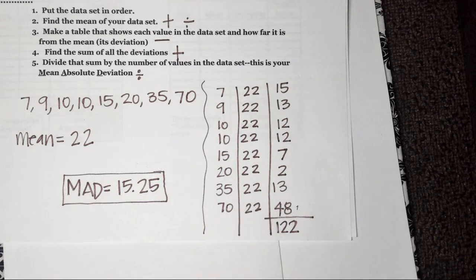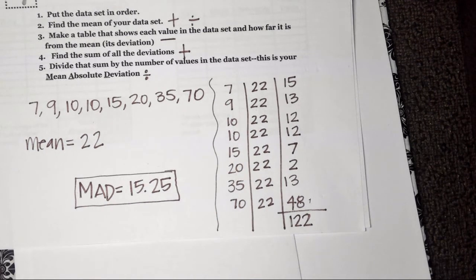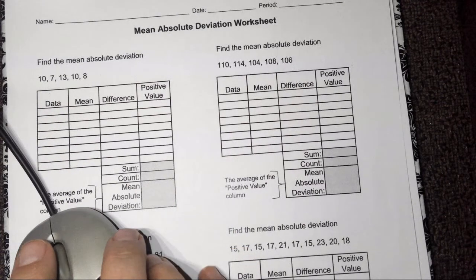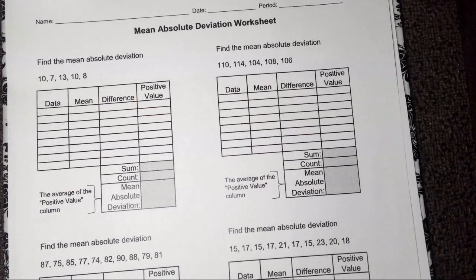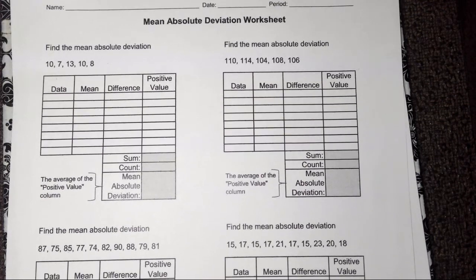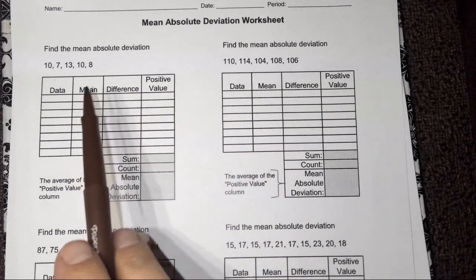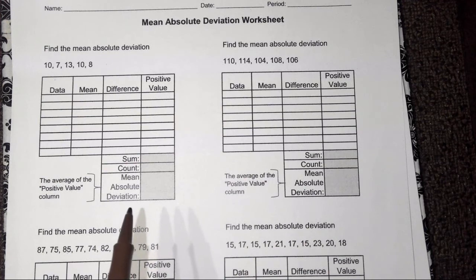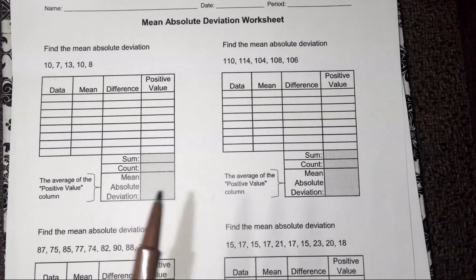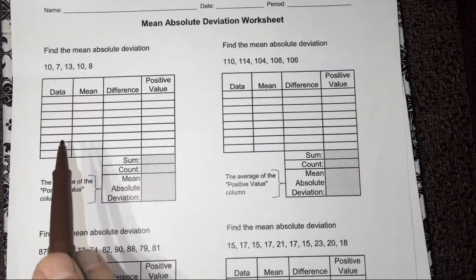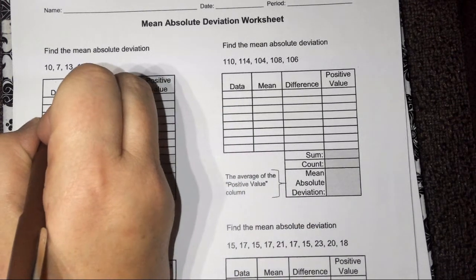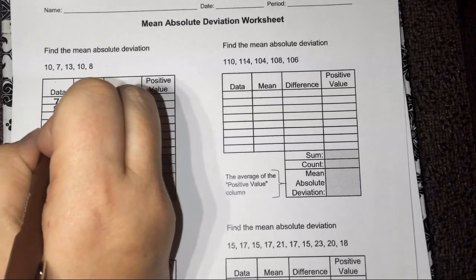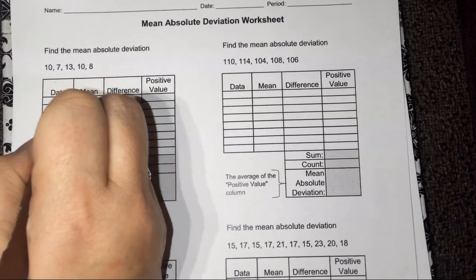Okay, let's do one more. We're going to do one together from your homework. Mean absolute deviation. The chart's already drawn for you. What's the first thing we do? Put them in order. Let's go ahead and do that. This is our data column. We're going to list our numbers there. So we've got 7, 8, 10, 10, and 13.